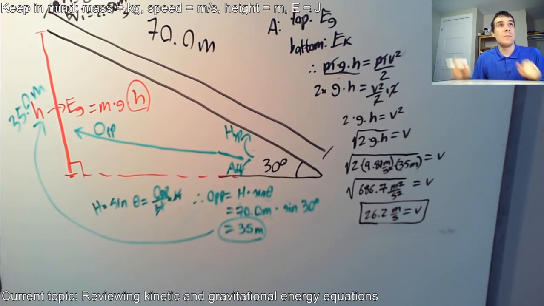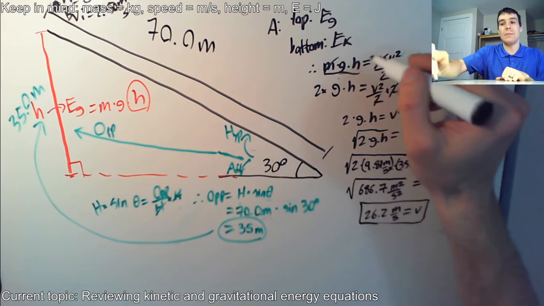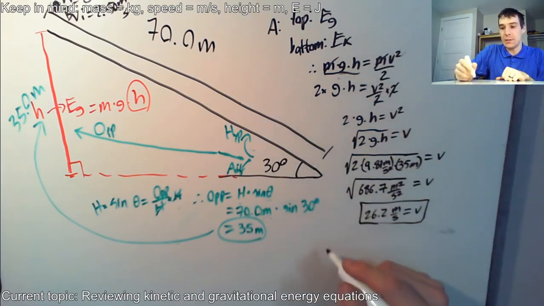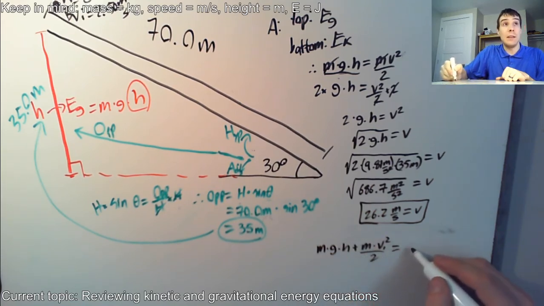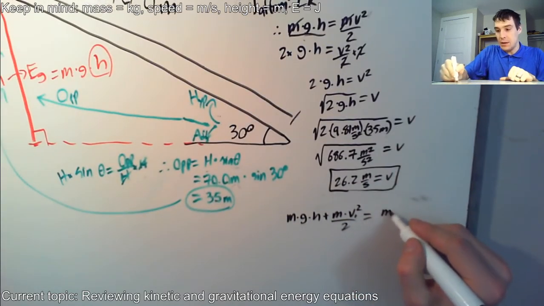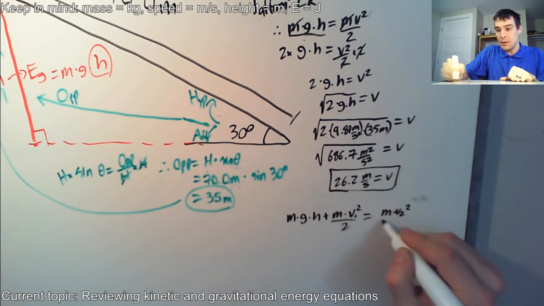We can actually recycle some of this, because the only difference to what we had before is that it wasn't just mgh, it was mgh plus mv1 squared over 2 is going to be equal to mv2 squared over 2.